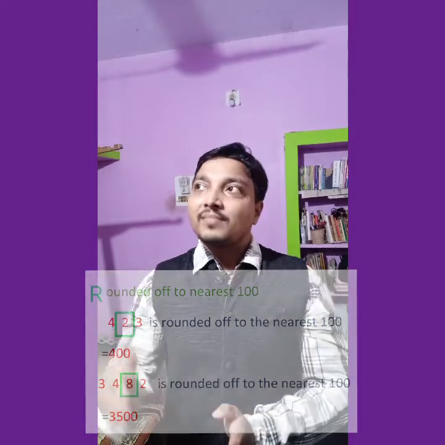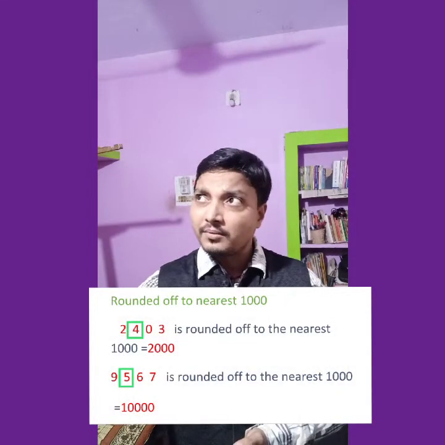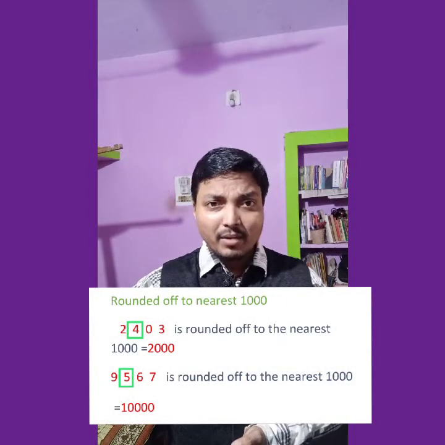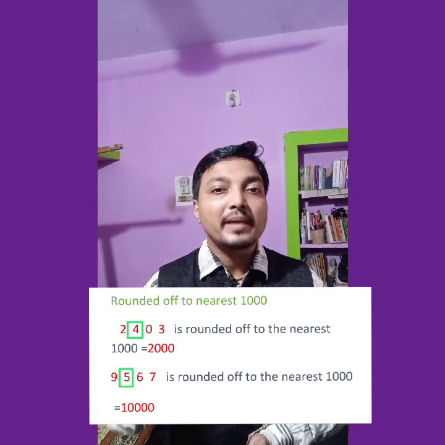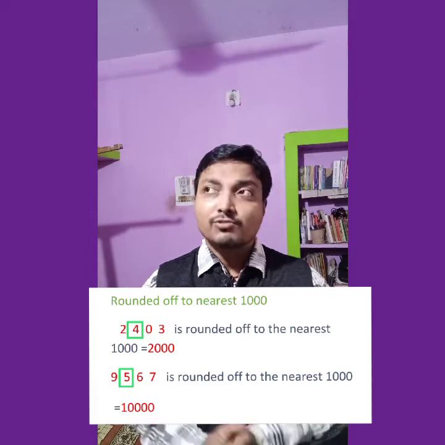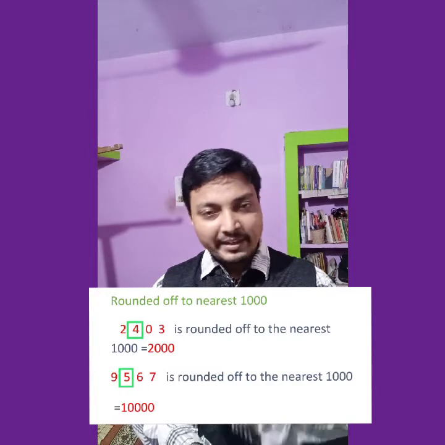Now I want to show you how to estimate a number to its nearest 1000. Nearest 1000 means we need to check its previous place value digit, which is the 100s digit. Whenever it is asked that we need to find the estimated number to the nearest 1000, we check the 100s digit.